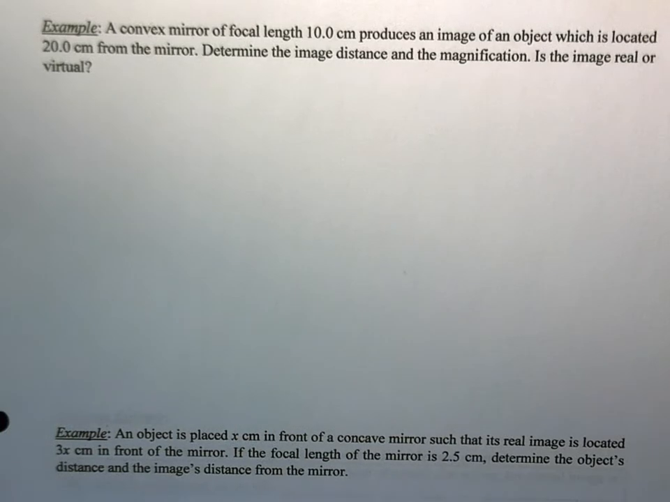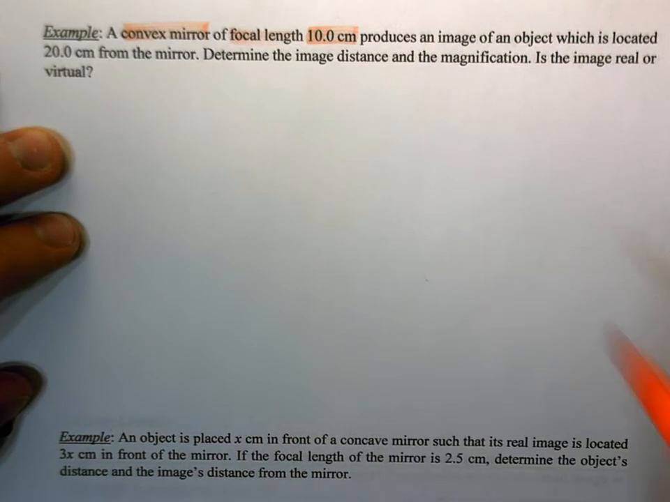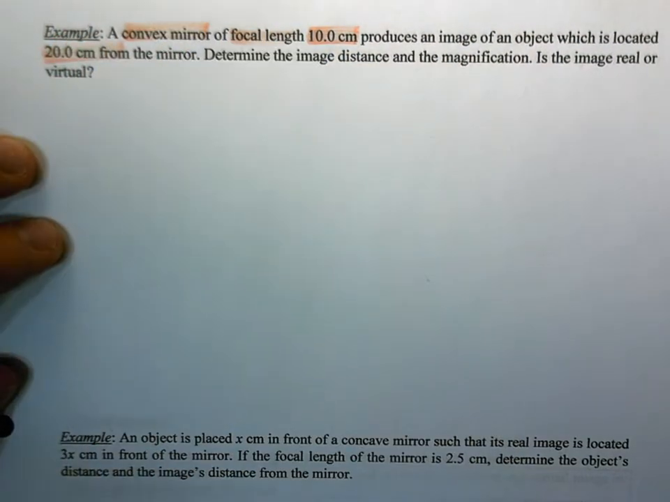Alright, let's start off by looking at some examples of the mirror equation in action. So we're going to go through a couple of examples here. So I have a convex mirror with a focal length of 10 centimeters, and it produces an image of an object which is located 20 centimeters from the mirror.